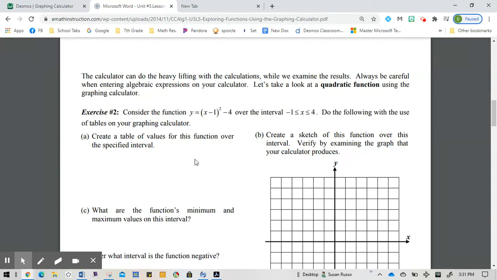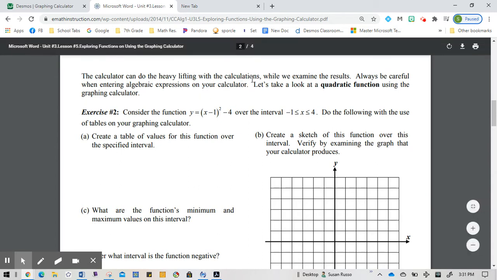All right, we're going to look at the back side now of this worksheet. The calculator can do all the heavy lifting with the calculations, so we don't need to worry about making arithmetic mistakes when we plug numbers in. We don't have to worry about signs. We don't have to worry about anything if we let the graphing calc do the work for us.